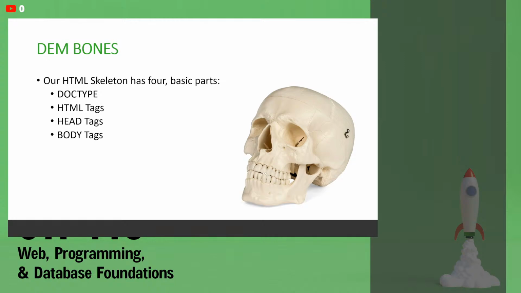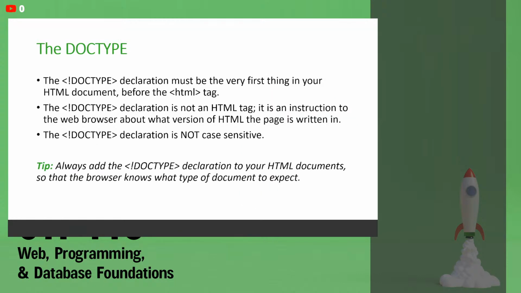Right, so our HTML skeleton, these are the bare bones of creating our website, and they have 4 basic parts: our doctype, our HTML tags, our head tags, and our body tags. And the first one that I want us to look at is our doctype. And the doctype isn't necessarily an HTML tag.